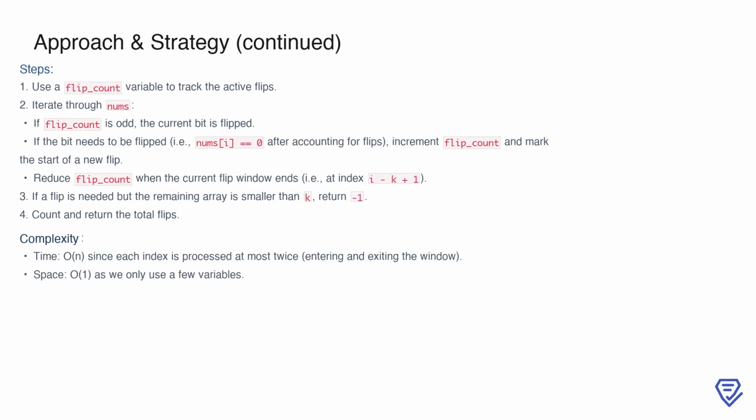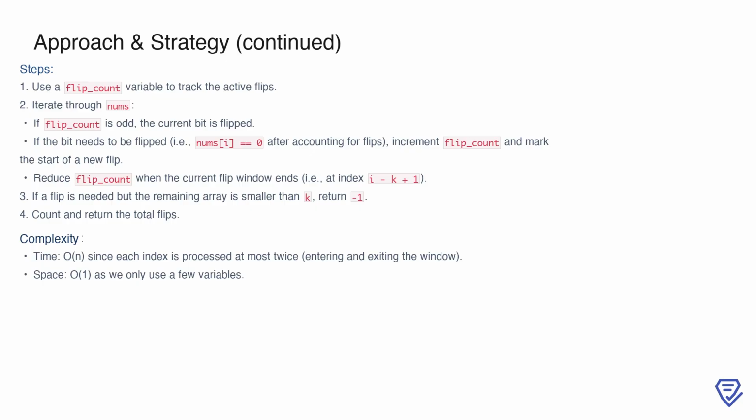To implement the sliding window approach, we maintain a flip_count variable to track the number of active flips. As we iterate through the array, we determine the state of each bit by checking whether flip_count is odd or even. If the current bit needs to be flipped, we increment flip_count and mark the start of a new flip. At the same time, we ensure to end the effect of a flip when its window of size k expires, which occurs at index i + k + 1.